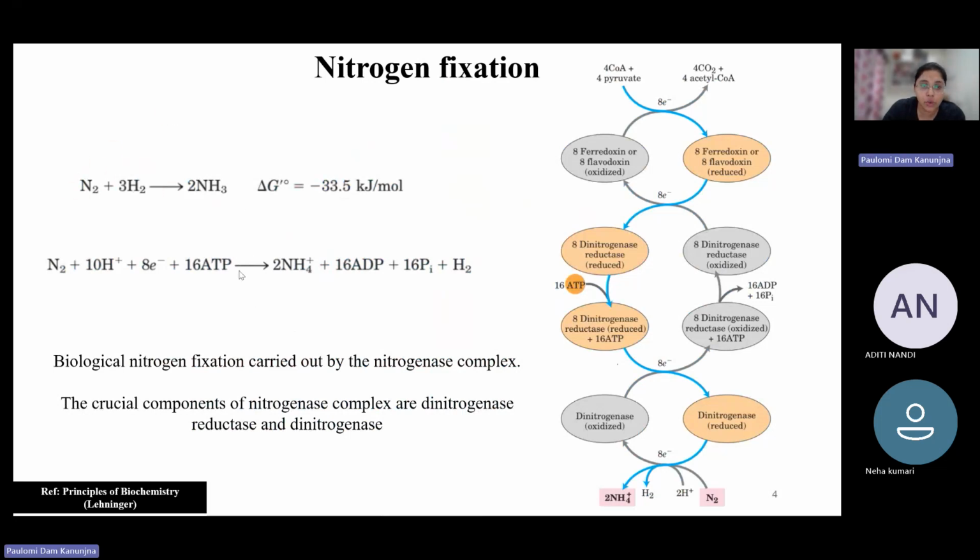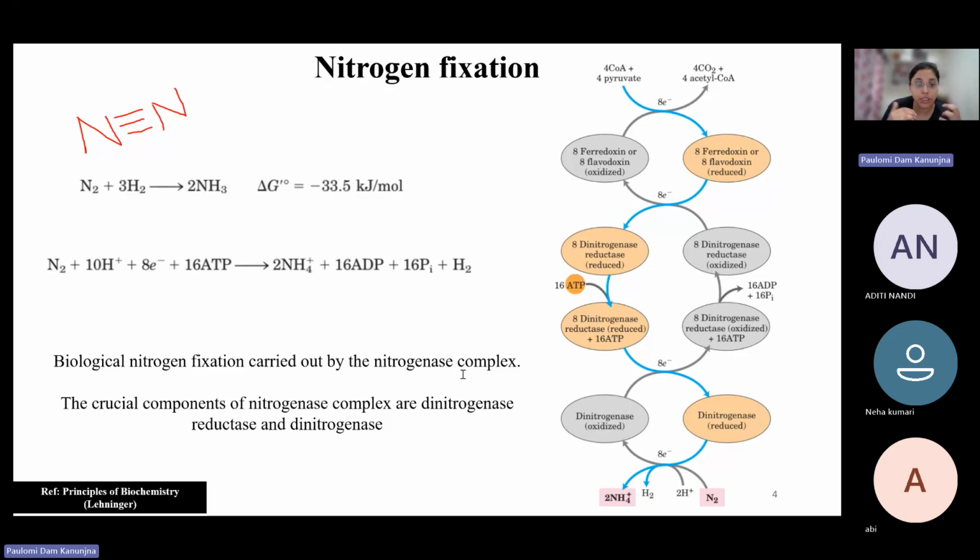If you know nitrogen, the atoms are bonded like this to each other. N2 is basically this bond. Now this triple bond is what makes it a problem. This triple bond makes nitrogen very, very stable. And this bond has a bond energy of 930 kilojoule per mole. Look at the delta G for the overall reaction. That's minus 33.5 kilojoule. But just the bond holding these two nitrogens is 930 kilojoule per mole.